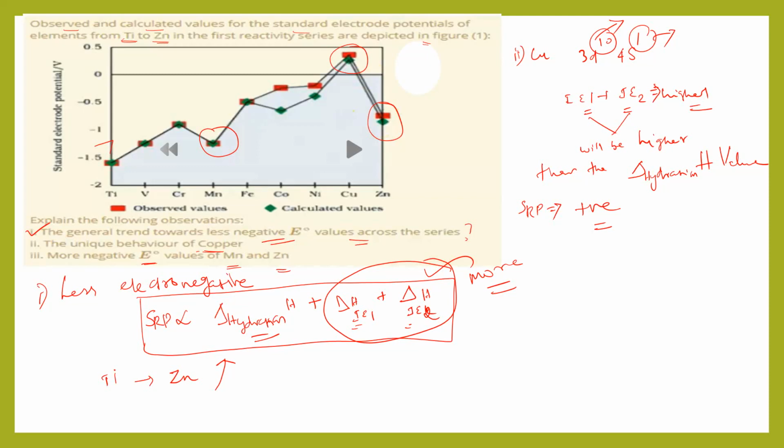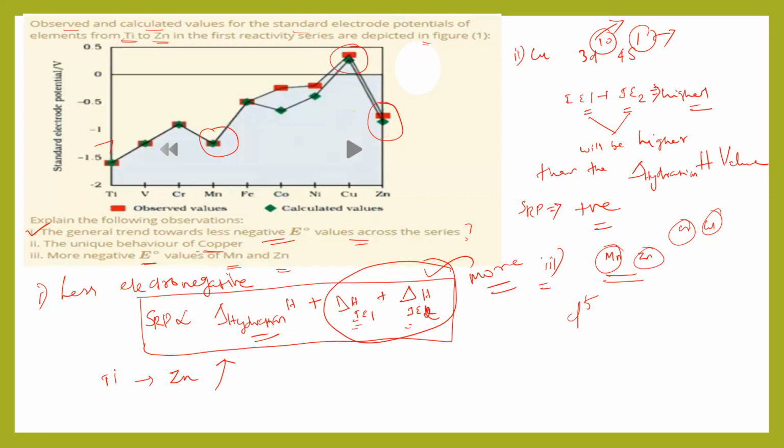Got it? And the third question: more negative values for manganese and zinc. More negative values in the sense it decreases actually, right? So along the trend from titanium to zinc it increases, but in manganese and zinc it decreases suddenly. What is the reason? Obviously, when manganese, zinc, chromium or copper come into the picture, we have to think about stability, right? Manganese and zinc, obviously we can say they have a d5 configuration.